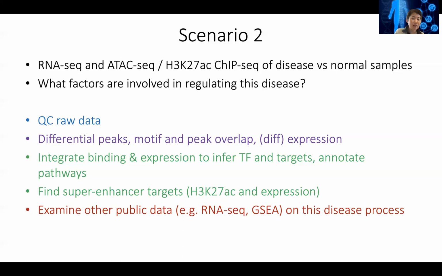And then you might examine other public data on this disease and do gene set enrichment to see what other public annotation you can get for your data of interest. And you might follow up with some experimental validation. If you think this gene is super important for that disease, you knock out the gene. Do you see the cell differentiating back into the normal state, or do you see the cell die, maybe in the cancer setting? This also validates that the TF you predicted is super important for the cell.